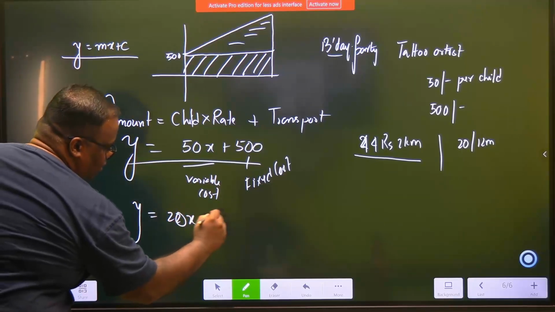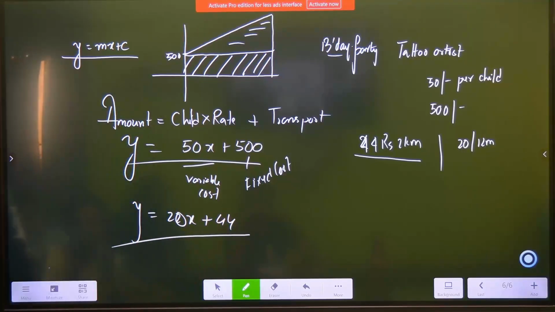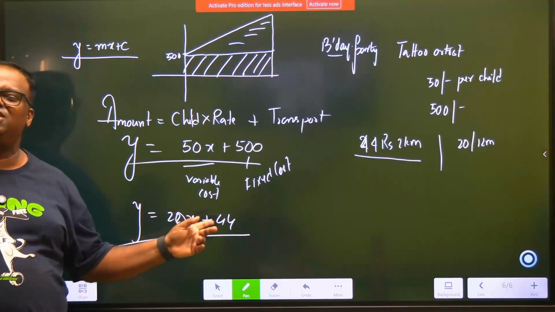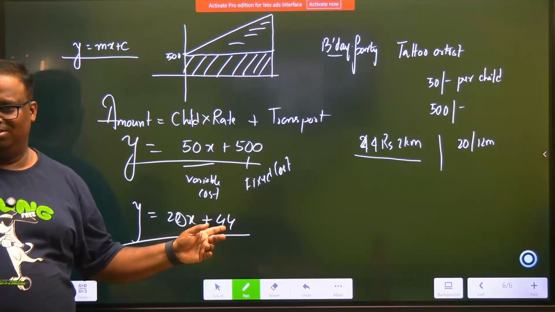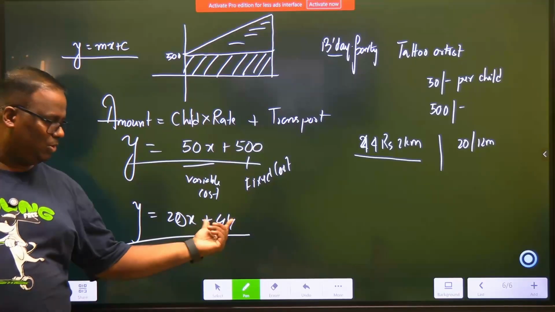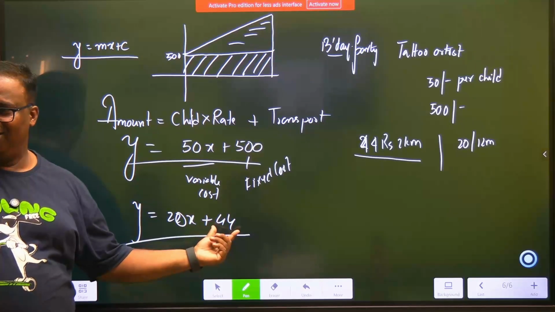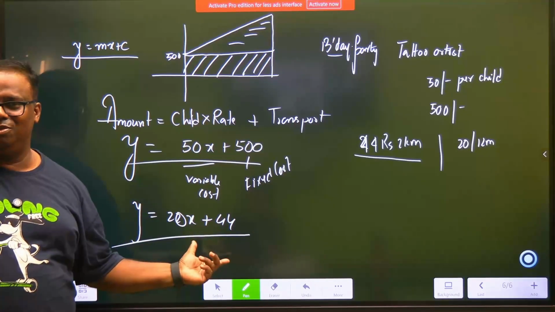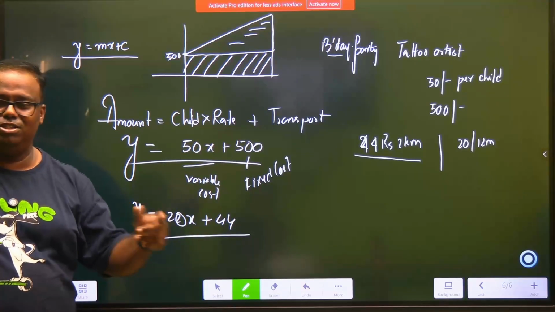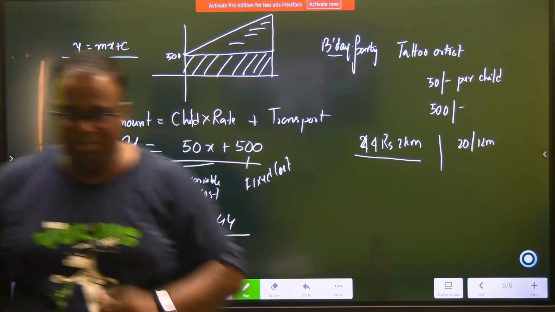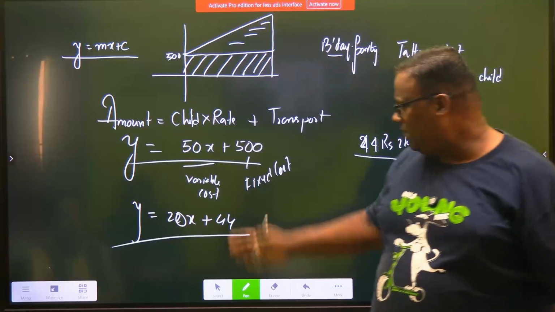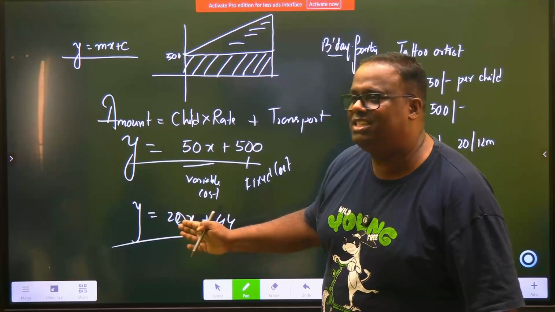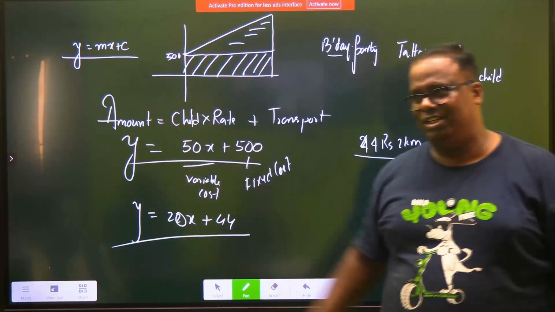So let's look at the price of the taxi. 20x plus 44. But is it 20x? It should be 20 into (x minus 2). Because the first 2 kilometers are already included in that. If you ran 20 kilometers, you will pay for the charge of 18 kilometers. 44 rupees you already paid for the 2 kilometers. So we can keep it like this and we say x starts from the 3rd kilometer.